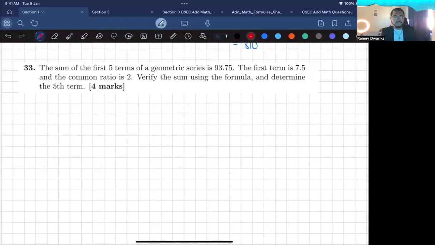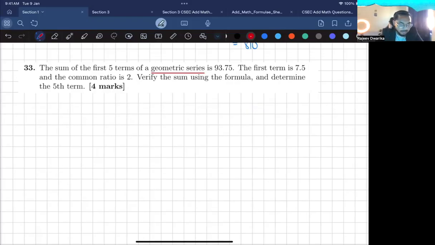Amy, read question 33 for me. The sum of the first 5 terms of a geometric series is 93.75. The first term is 7.5 and the common ratio is 2. Verify the sum using the formula and determine the fifth term. All right, Amy, upon reading the question, what do we immediately recognize? It's a geometric series, yeah.